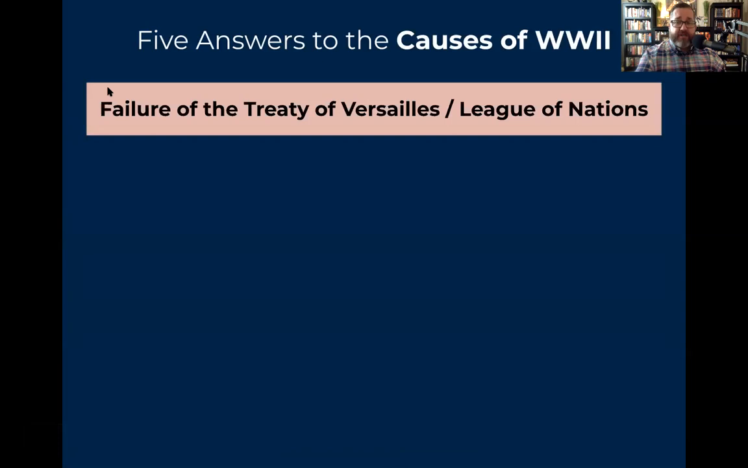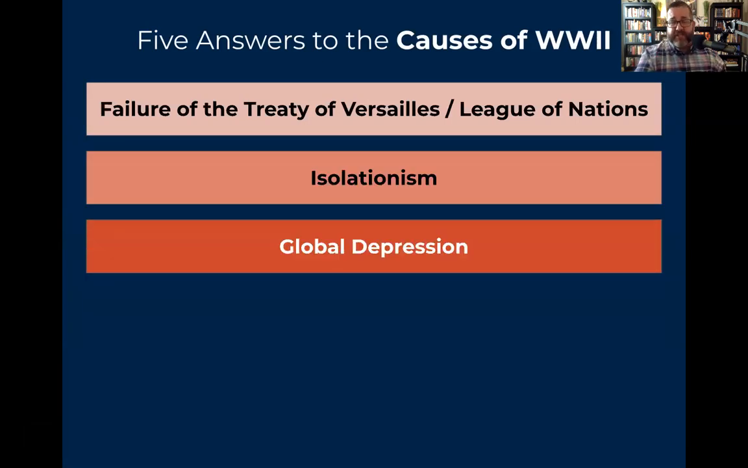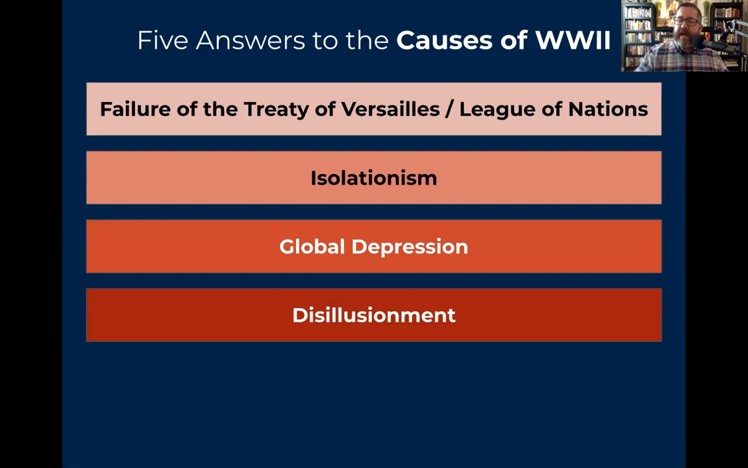Let's look at the 5 causes of World War II. There's that failure of the Treaty of Versailles and the League of Nations, isolationism in the midst of this, that global depression. It's not just a depression of the United States, but it's going to happen globally. In fact, Germany is already in a position where they're having to pay money back from that Treaty of Versailles. And so they're going to now be in even a larger global depression, placing not only Europe in a state of disillusionment, but the rest of the world in a state of disillusionment.